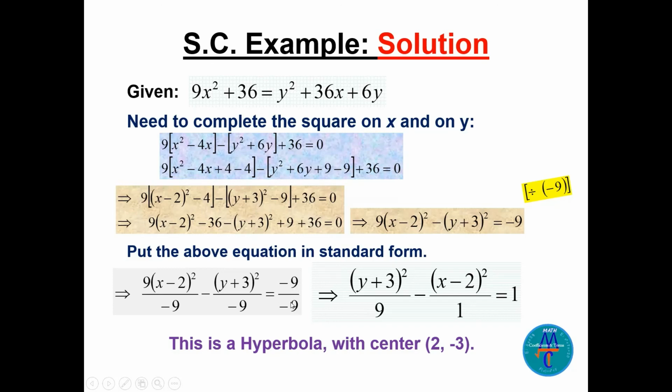Now, this is 1 on the right side, finished. There's a minus, and minus 9 becomes plus. So we put that at the beginning here, y plus 3 squared over 9. And this 9 will be canceled. So we have minus x minus 2 squared over 1. So what is this equation? Hyperbola. The center is 2, minus 3. X always goes first, then y.